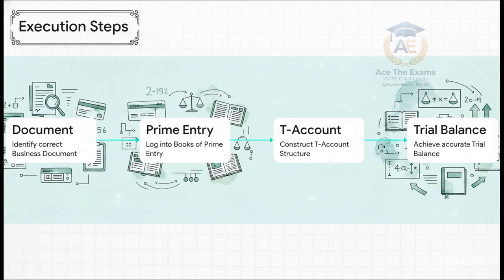Step 1, identify the correct source document. Is it an invoice, a credit note, a bank statement? That specific document then feeds into Step 2, your books of prime entry. From there, you build your T accounts, which culminates in Step 4, a perfectly balanced, accurate trial balance. If you skip even one single step here, your entire double entry system breaks down, and your final financial statements are going to be entirely invalid.